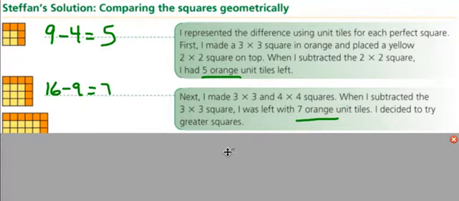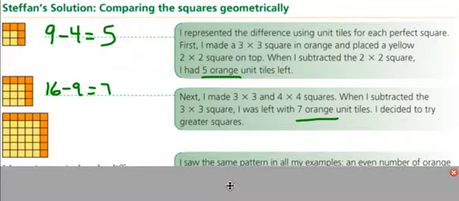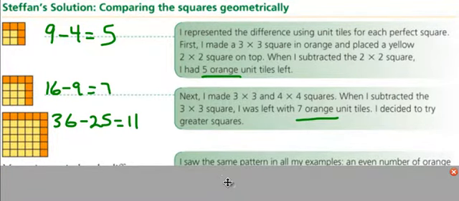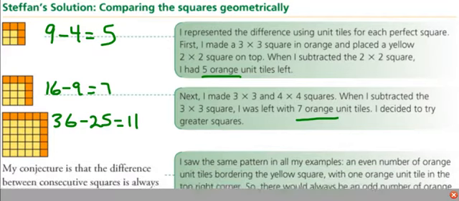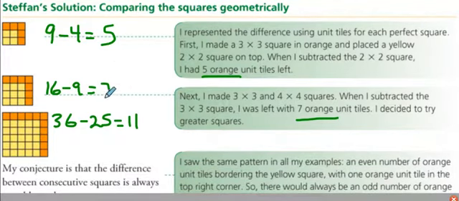Now let's do another one. This one's 6 by 5. So 6 by 5 would leave us with 11. So 36 minus 25 equals 11. So all three of those gave us some sort of pattern. 5, 7, and 11 are all odd numbers. They're also all prime numbers. So you could say your conjecture would be that they are prime numbers.